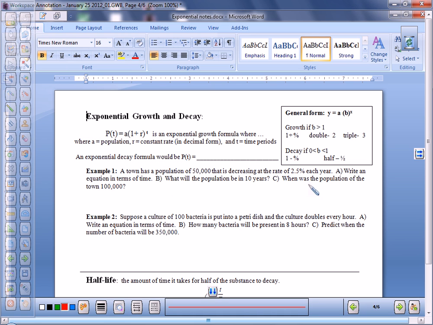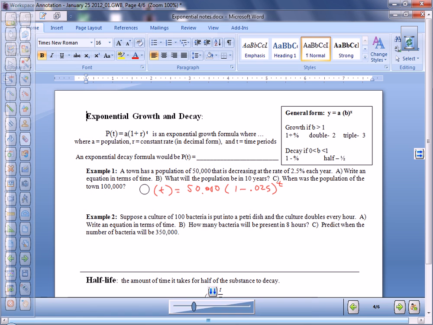So the equation you already have here is that the population with respect to time was equal to the initial that we were given, the 50,000. And it's decreasing, so it's 1 minus the 0.025 to the t, where t represents the number of years. Is that what you have? Okay. Well, now we want to know, when was the population of this town 100,000? So we want to know, when did it equal 100,000?